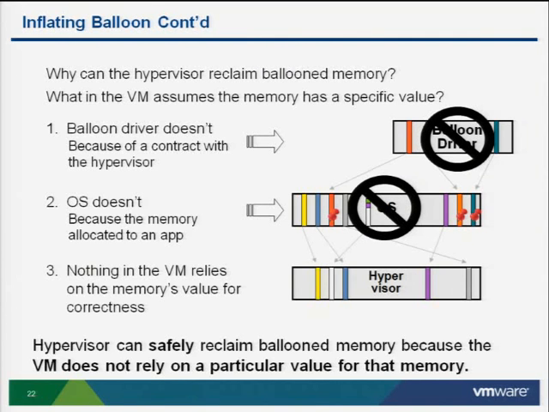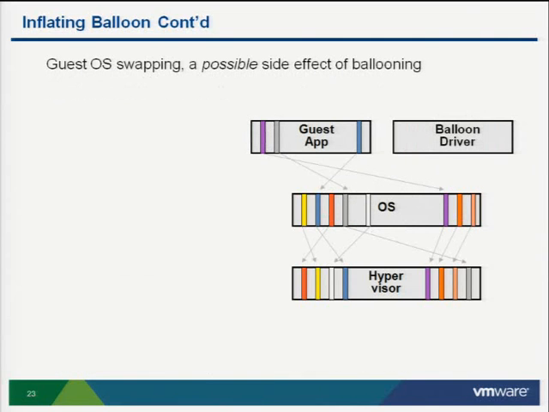So this means that nothing in the VM relies on the memory's value for correctness. That's why the hypervisor can safely reclaim memory this way through ballooning. That's why the hypervisor can just yank that memory out, because it's guaranteed that nothing in the VM relies on a particular value for that memory. The operating system could go crazy, start accessing that memory. The hypervisor would allocate a fresh piece of memory, all zeros, no problem. So that's why ballooning works.